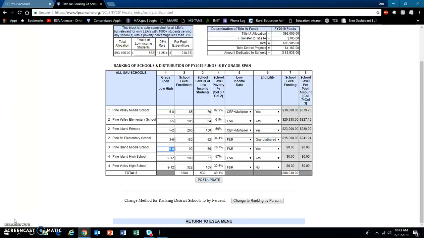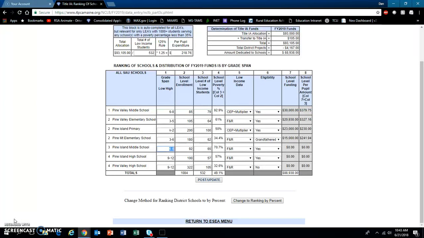Since we haven't skipped any schools, the 125 rule we had to follow, and everybody was receiving above the $218, so that rule has been met as well.